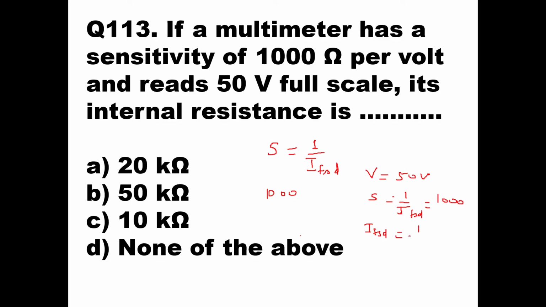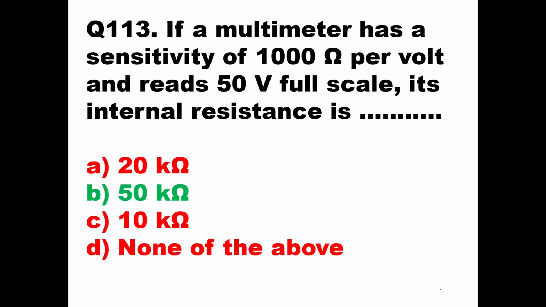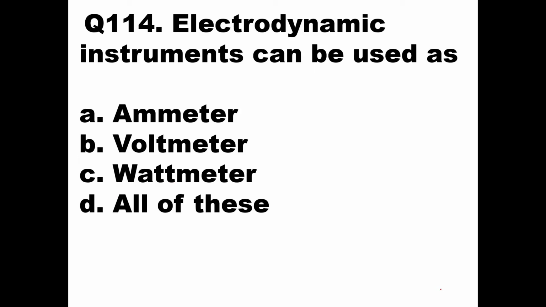1 upon 1000. Therefore, a resistance R will be equal to V upon I. So this is 50 upon 1 upon 1000. That is nothing but R is equal to 50 into 1000. That is nothing but 50 kilo ohms. So here option B will be the right answer, 50 kilo ohms. Clear? Then we'll go to the next question, question number 114.